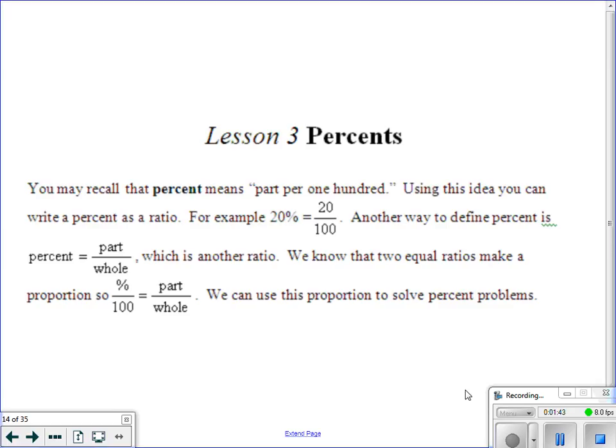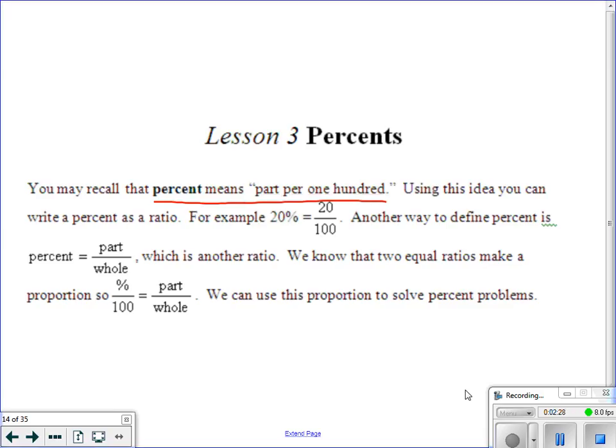So starting with percents here, a percent again means part per 100. Okay, so it just means out of 100. So when you see something like 20%, 20% is the same as 20 to 100, or 20 over 100. Another way to define percent is you take the part over the whole. So the part you're talking about over the whole amount that's there. Maybe it could be like a sports statistic, like he made 15 out of 20 free throws. Okay, that would also be a percent.